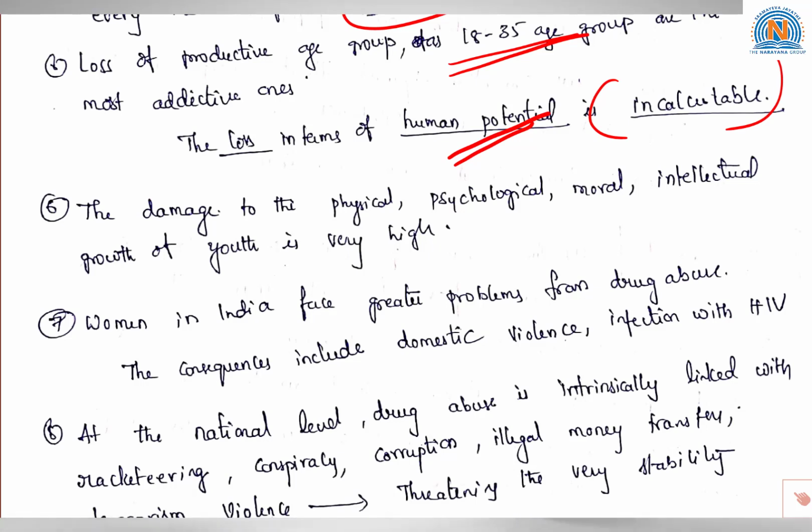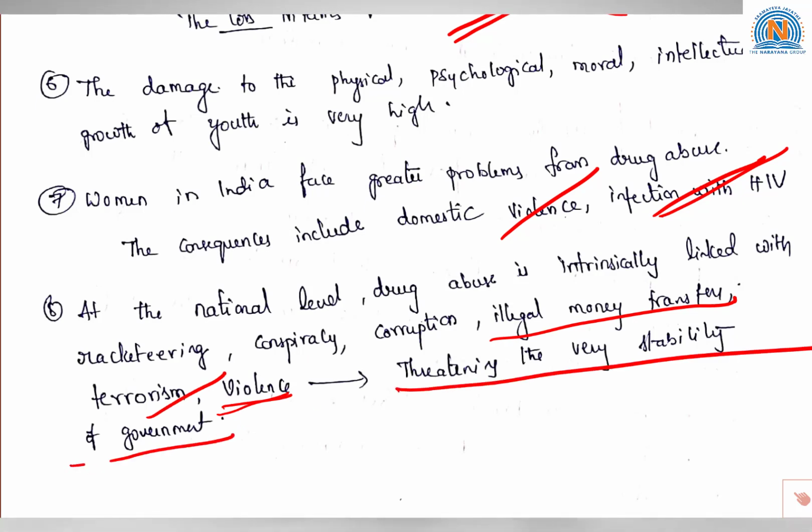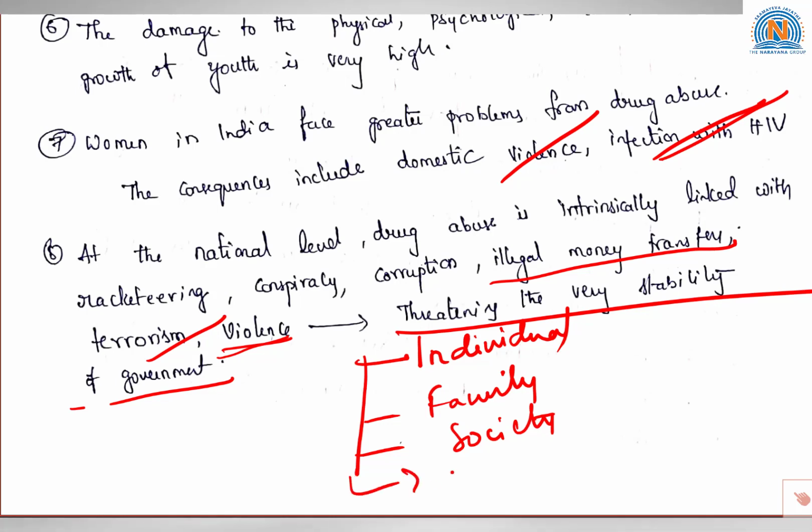Women in India face greater problems from drug abuse because if a drug abuser is in the family, the consequences are domestic violence and infection with HIV. If you look at the nation level, drug abuse is intrinsically linked with racketeering, conspiracy, corruption, illegal money transfer, terrorism and violence. That is threatening the very stability of the government. So with respect to the impact of drug abuse and alcoholism, divide it into four sections, that is impact on the individual, the family, the society and the country as a whole, and add the relevant points to give good structure to your answer.